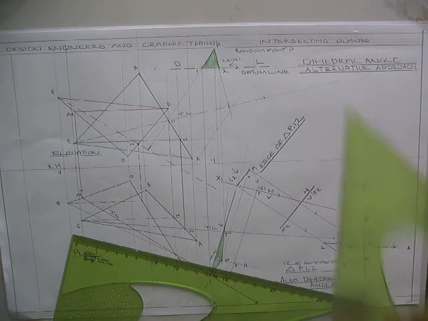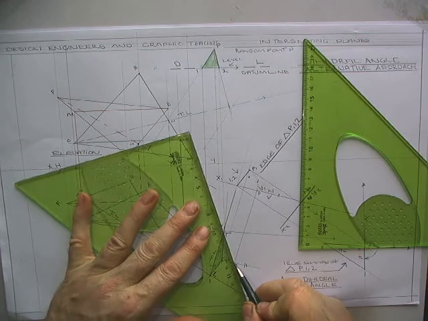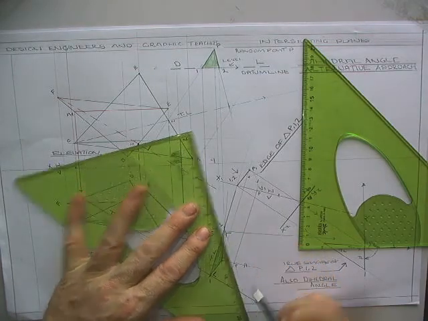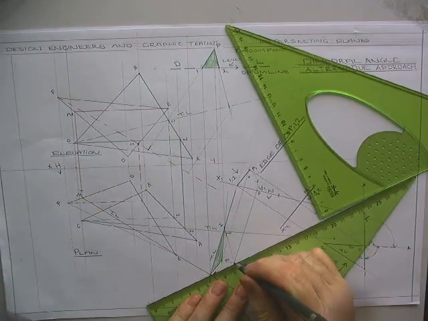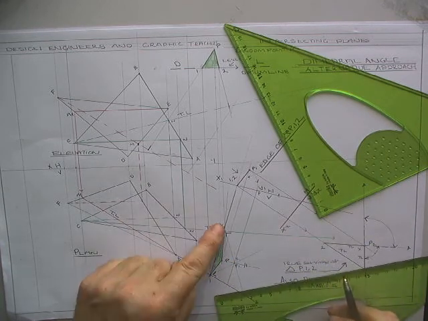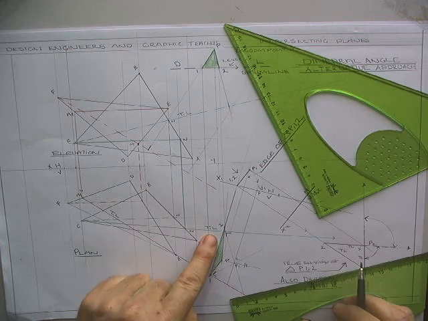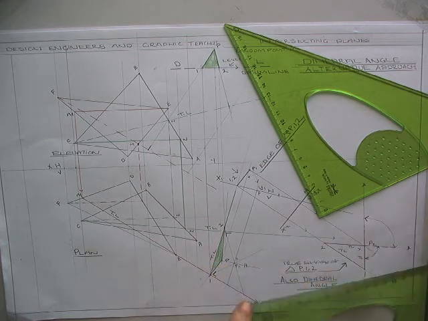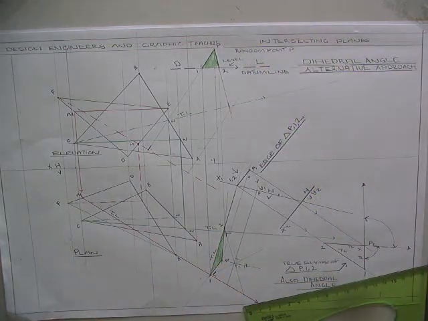So therefore if I join that to point 2 and this to point 1, that there is my true shape of the triangle P1, 2, and it's also the dihedral angle between two existing intersecting planes.